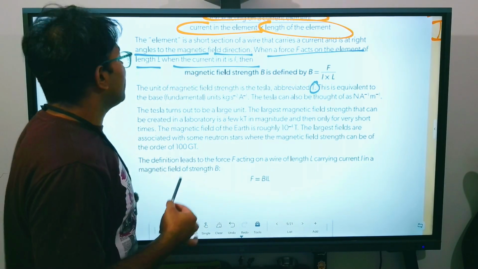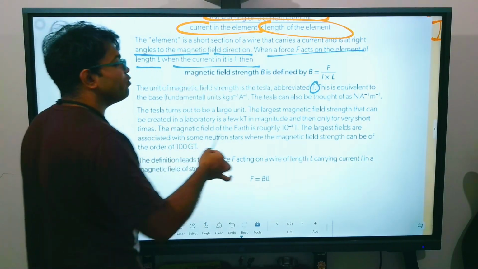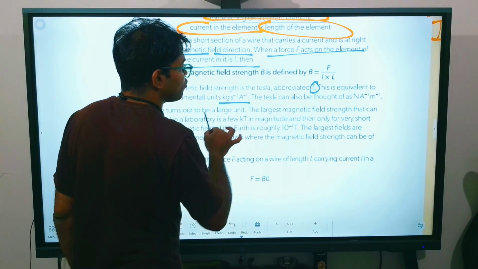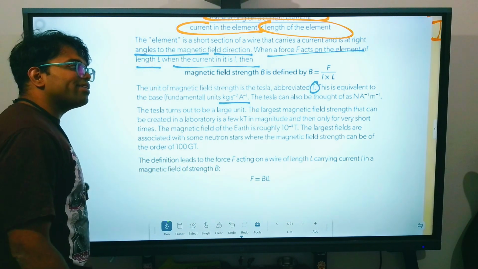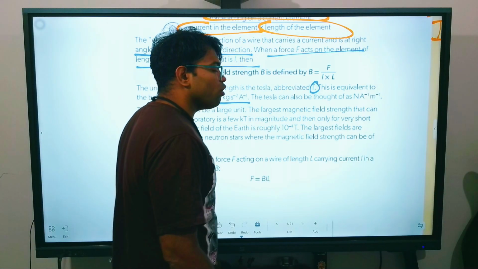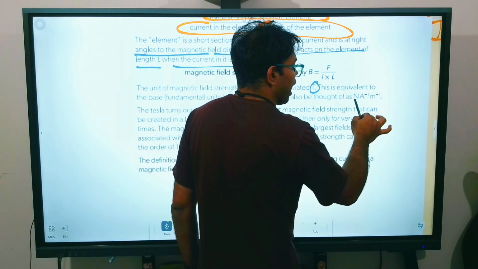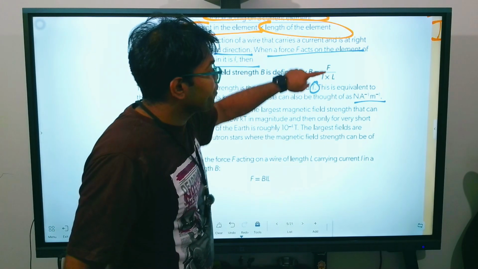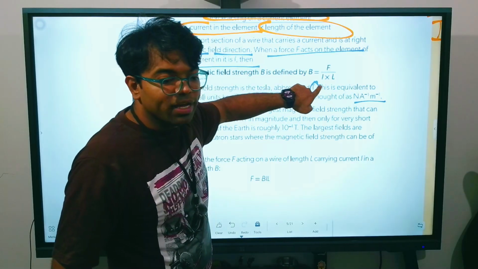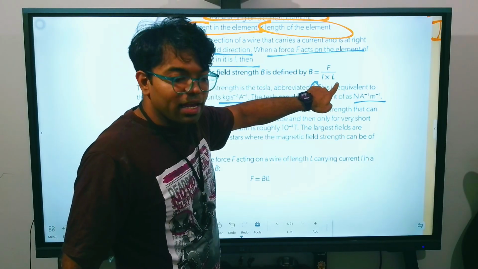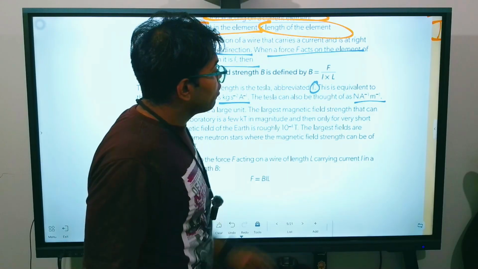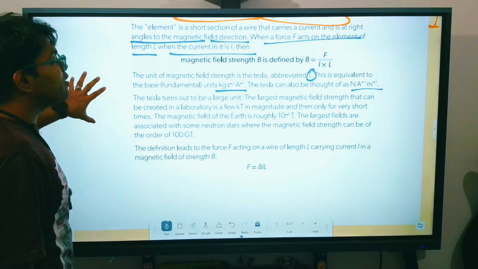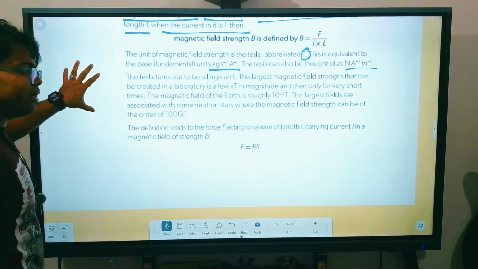So this is equivalent to the base fundamental units kilogram second to the power minus 2, ampere to the power minus 1. The Tesla can also be thought of as Newton per ampere meter. Newton is the unit of force, the SI unit of current is ampere, and length, as I know it, is meter. Okay, so the Tesla turns out to be a large unit.